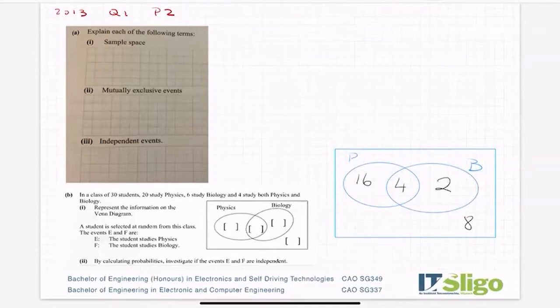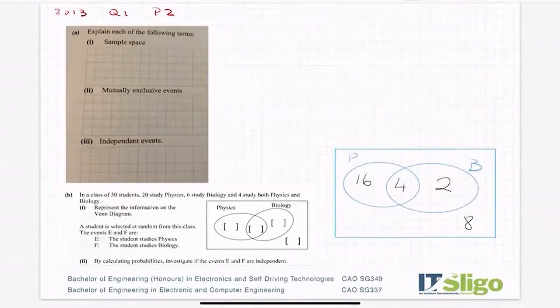So in a class of 30 students, 20 study physics. So there's 16 and 4. That gives me my 20 studying physics. That's why that had to be 16, because it all had to add up to 20. These are my 6 that study biology. Again, 4 study both, which means 2 must just study biology only. Okay, it's a class of 30, so I have 16 and 4, 20, and 2 is 22, and the 8 on the outside to bring me up to 30. Okay, so that represents the information on the Venn diagram.